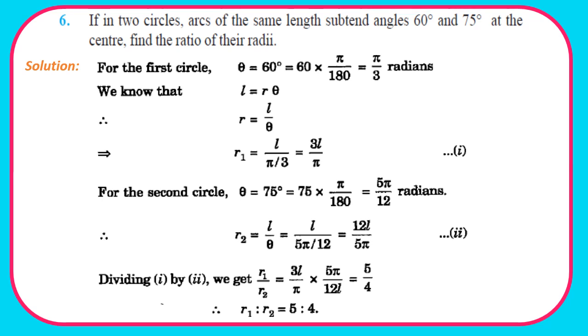So the required ratio r1 upon r2 will be equal to 3L upon pi divided by 12L upon 5 pi, which will be equal to 5 by 4. So the required ratio of the radii is 5:4. Clear? So pause and note down the solution.